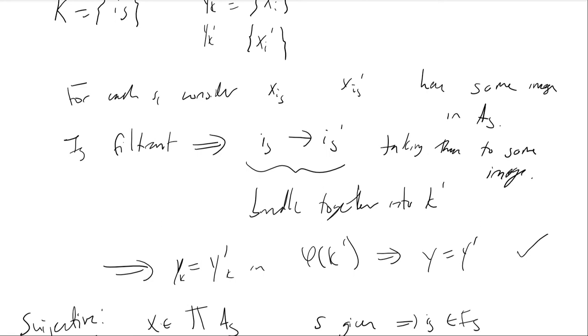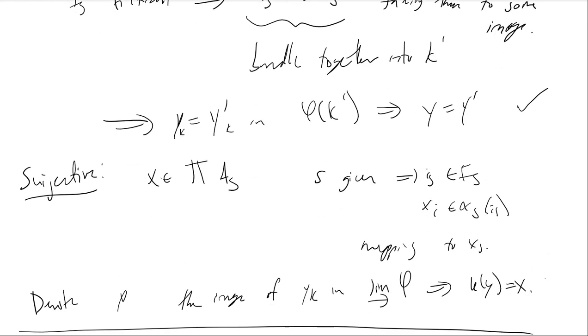Okay, that was a bit of a pain, a bit of a mouthful. Surjectivity, I promise you, is much easier. All I have to do for surjectivity is start with my X in the product of the A_S's, and I need to show that this is hit. So for any given s, I take an i_s in big I_S and an x_i in alpha s of i_s, and I want the image of this to be x_s in A_S. If I just call the image of the y_k's by Y, then in the limit, putting all these together, U of Y must be X. And so we're done. I put the little box.